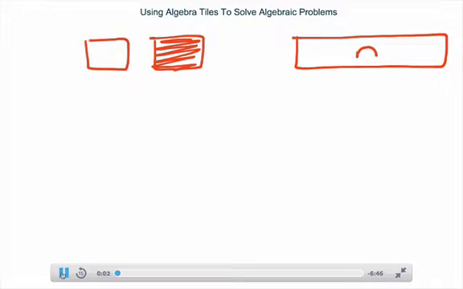In this lesson, I'm going to be showing you how to use algebra tiles to solve algebraic problems. But first, I need you to be able to identify the different types of tiles that we're going to use for this sort of problem. The tile on the left, the not filled in tile, or the white tile, represents +1. The filled in tile represents -1, and then of course we have our rectangles, which represent our variable tiles, our letters. So let's move on to a problem.